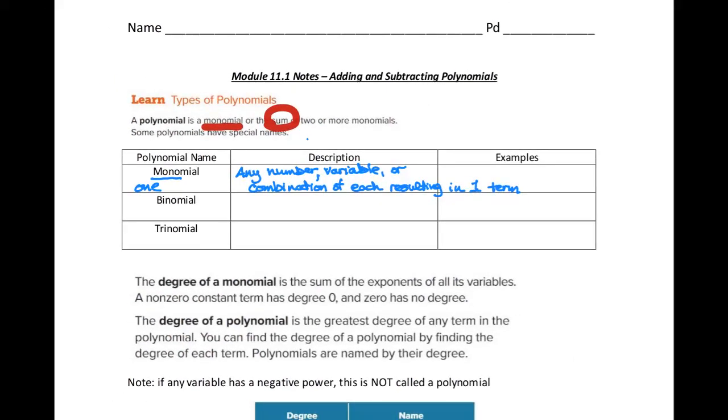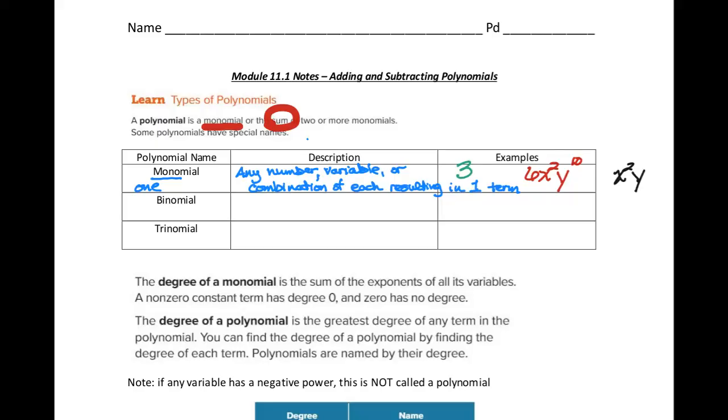Examples of a monomial could be 3. You can have just a constant, a number. You could have 6x squared y to the 10th. That is a monomial. You could also have just variables, like x squared y. The fact that there's just one term, even though they're multiplied together, if they're all next to each other, that is a monomial. All right?